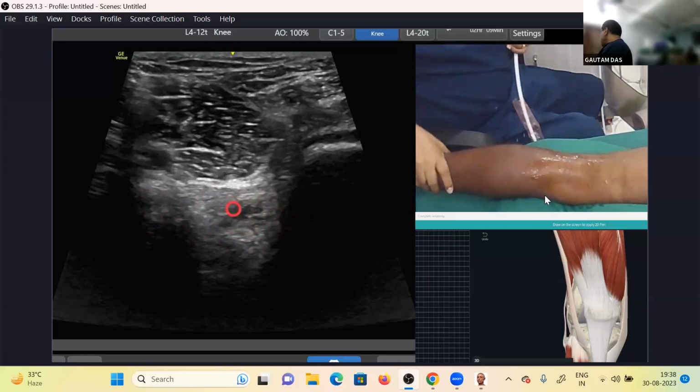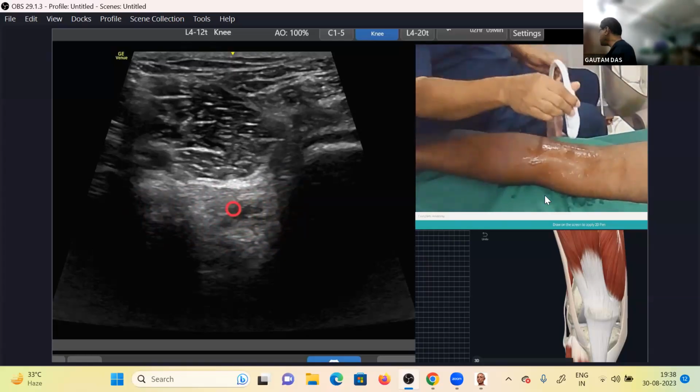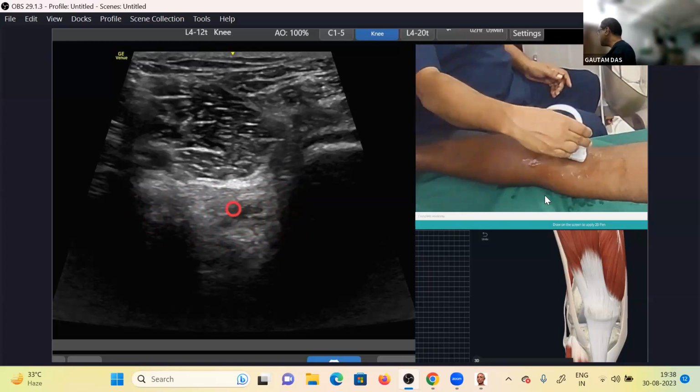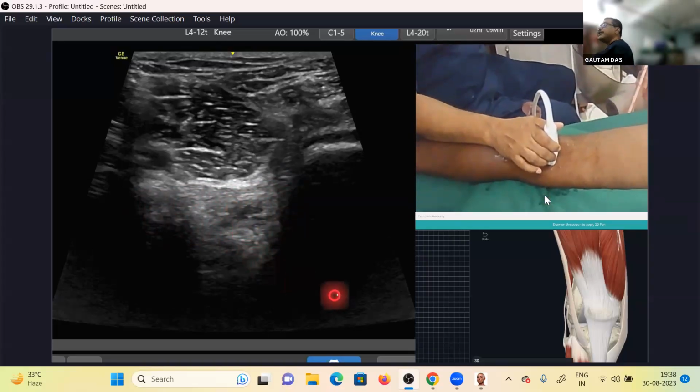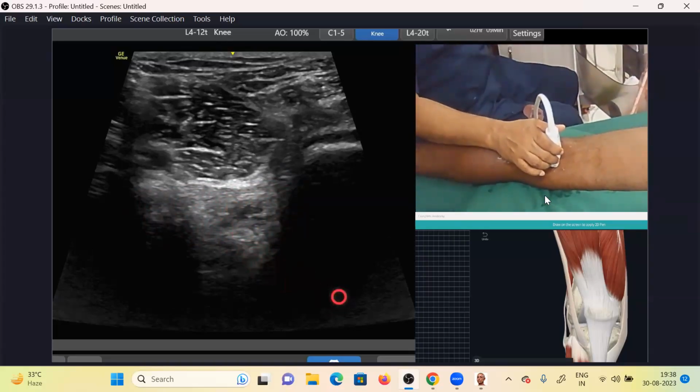If I'm holding the probe like this, I'll be seeing the long axis. If I'm holding the probe like this, I'll be seeing the short axis. Okay, is it clear? Yes, sir. Okay, I'm showing you again.